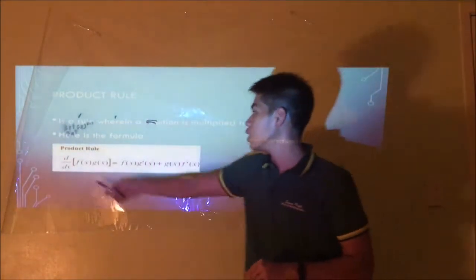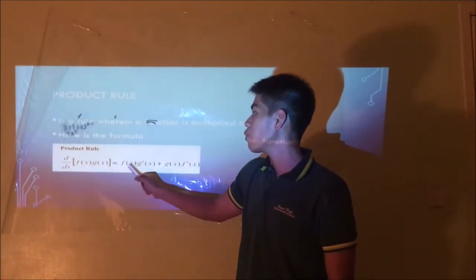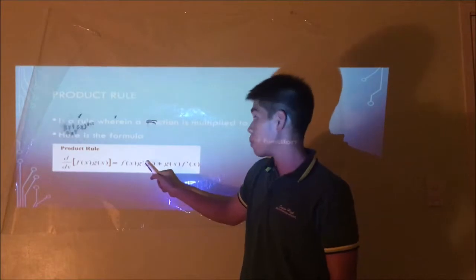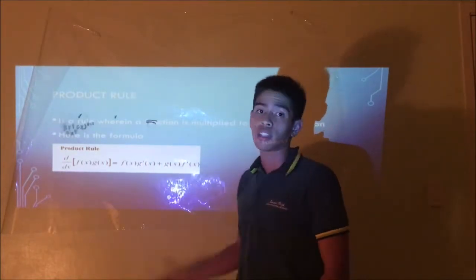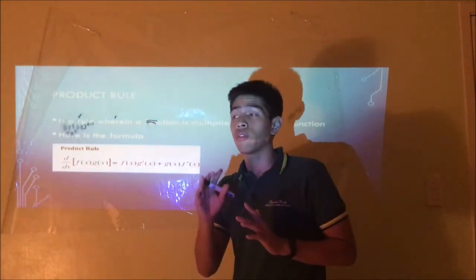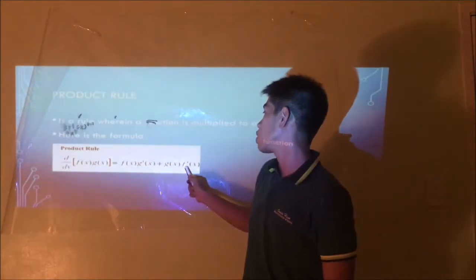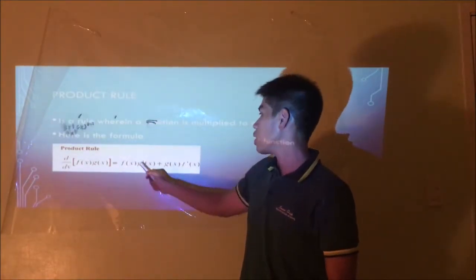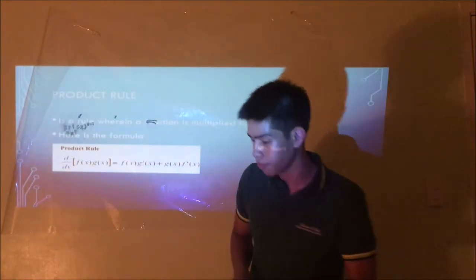The rule is d over dx of f of x times g of x equals f of x times g prime of x plus g of x times f prime of x. The meaning of prime is the derived function. So the derived function of f of x is f prime of x, and the derivative of g of x is g prime of x.